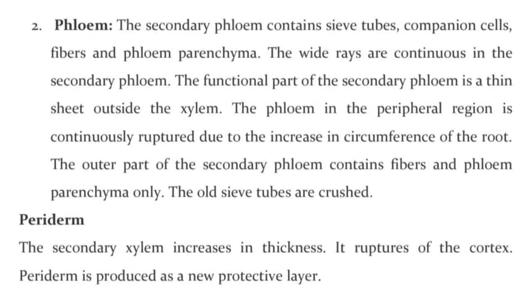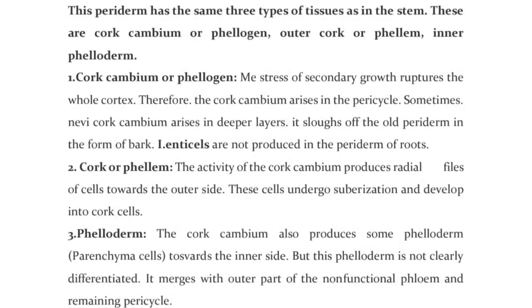Periderm. As the secondary xylem increases in thickness, it ruptures the cortex. Periderm is produced as a new protective layer. This periderm has the same three types of tissues as in the stem. These are cork cambium or phellogen, outer cork or phellem, inner phelloderm.